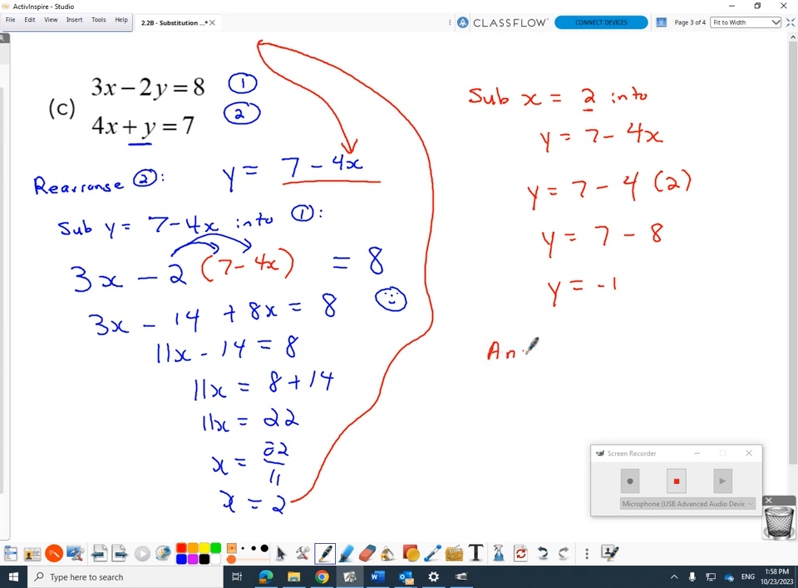So, answer. Our point of intersection. And I know some places write POI as a shortcut, which is fine. 2 and negative 1.